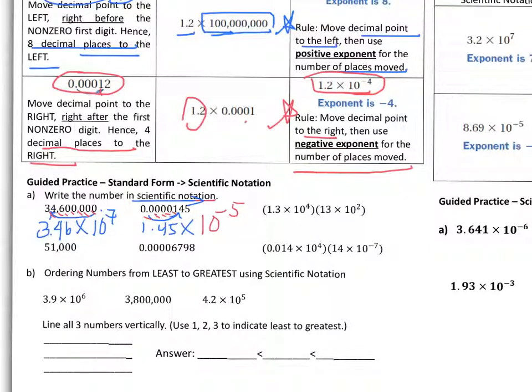Okay, and let me do 51,000 first. Again, we got a big number here, so our decimal point is at the end of the number. So we would have to shift to the left, so it'll be 5.1 times 10 to the 4th power. And for this one, we got to shift to the right. 6.798 times how many places? 1, 2, 3, 4, 5. So that would be 10 to the negative 5th power. Okay?